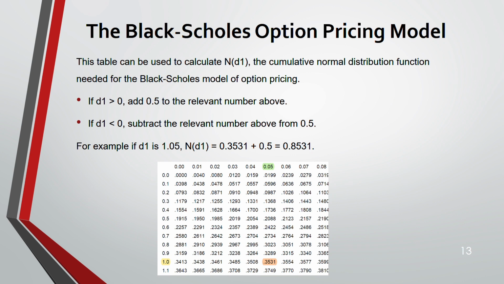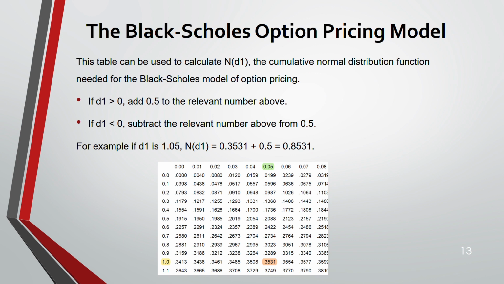Then you need to see the green across: 0.00, 0.01, 0.02, 0.03, 0.04, 0.05. That's the two decimal places. This is why you need to round up your D1 to two decimal places. If you take 1.053, where will you get 0.053 in that table? You will not get it. Everything is to two decimal places only. Even if you're getting D1 with more than two decimal places, round up to two decimal places, because in this table you can only use two decimal places. Now add 1.0 with 0.05. It should give you 1.05. This is how you need to use the table.